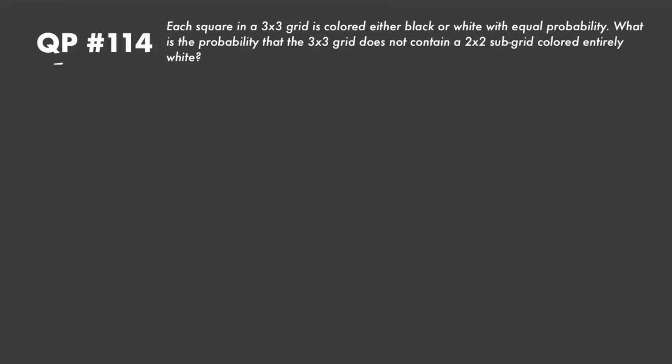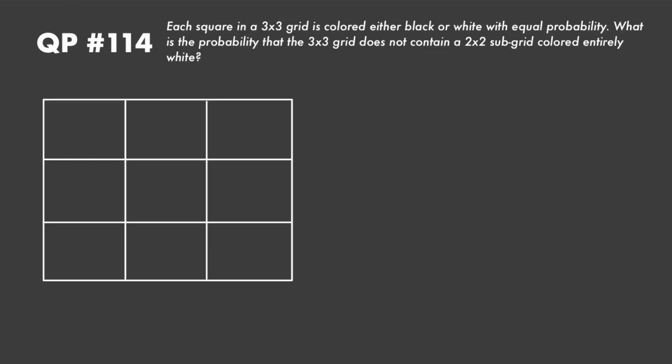Hello everyone, today let's take a look at QP114, a slightly harder inclusion-exclusion problem. So basically we have a 3x3 grid, looks something like this, and each individual square in it is either colored black or white with equal probability. So what's the probability that this grid does not contain a 2x2 subgrid colored entirely white?